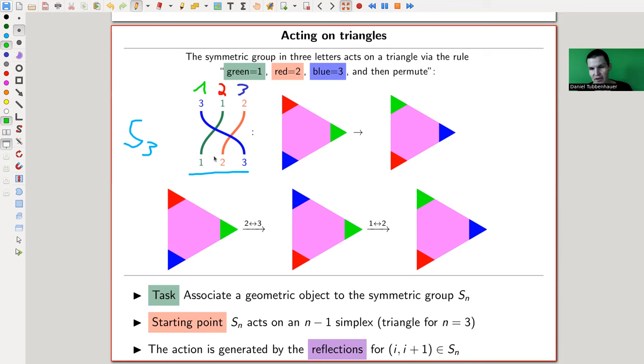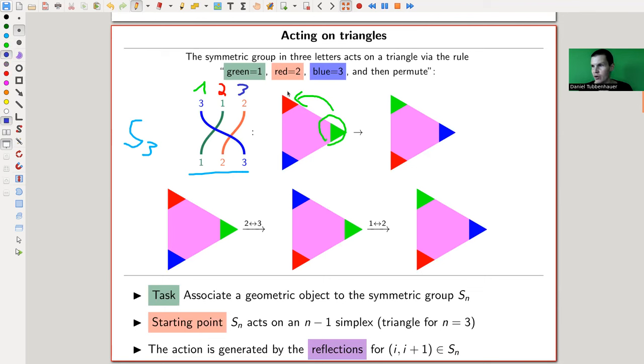And in this guise, I can think of it as acting on a nice space. So every symmetric group will act on a nice space. In general, it will be a simplex, but in this little example, it's just a triangle. What I do is color my vertices, or number my vertices by the corresponding numbers, and then the permutation is just a permutation. So this one sends green to red. My little green one here goes where the red one was before.